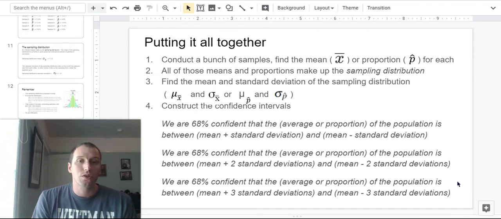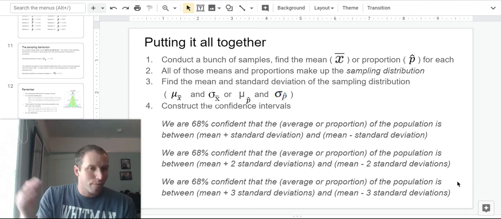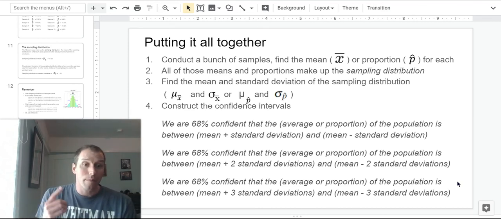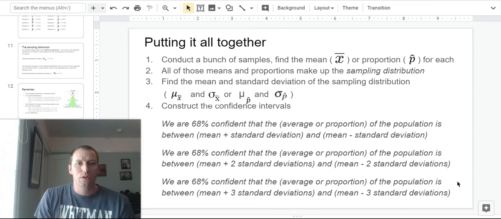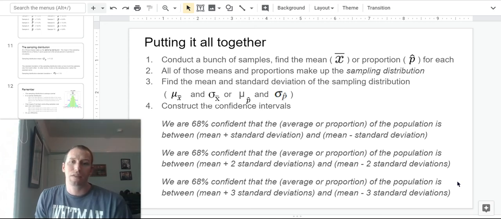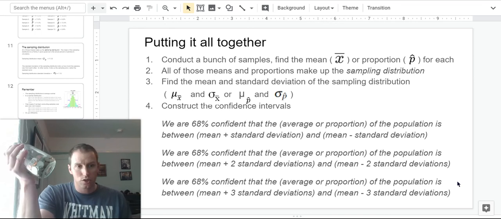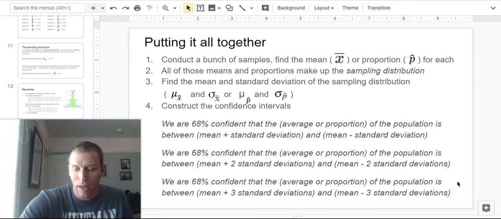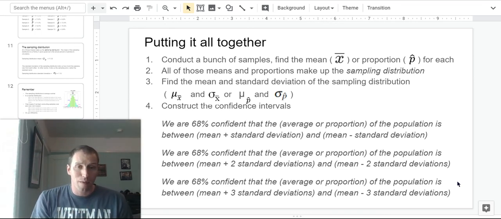Putting this all together, put this down as a 4-step process. Step 1 is you conduct not one, but many samples. If you're talking about numerical data, you find the mean of each one of your samples. If it's categorical data, it would be the proportion, like what proportion of the coins in this jar are pennies, what percent of the coins in here are pennies. Mean of numerical data is x bar, proportions p hat.